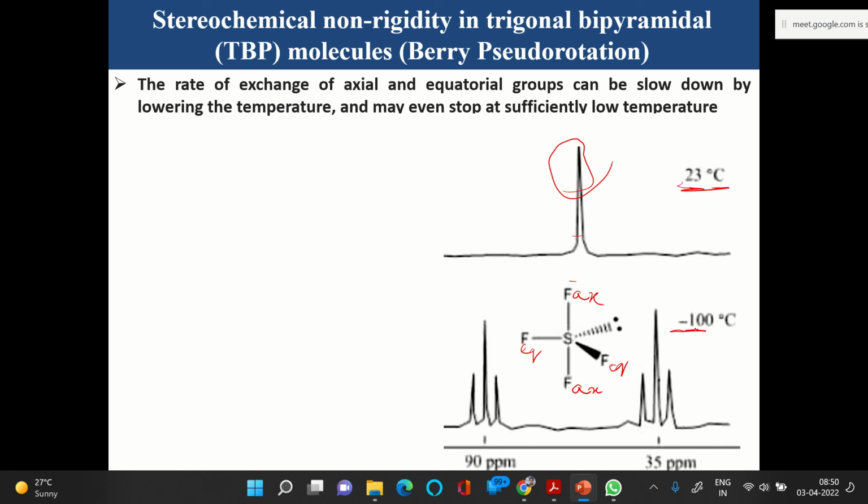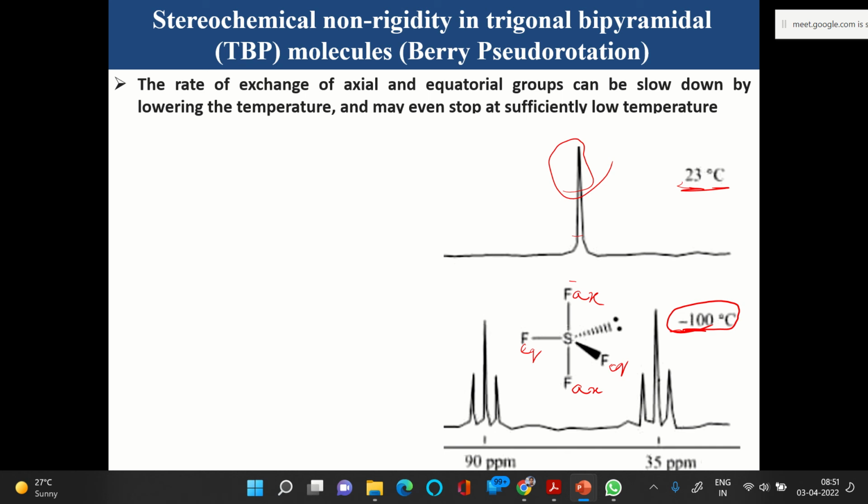If you slow it down, if you reduce the temperature to -100, then the rotation will stop. Rotation stops, and you can see the distinction that two axial fluorines have one type of environment, and the other two have a different type of environment. So they should appear at different positions in the NMR spectrum. And what will be the spin-spin coupling? What would the fine structure be?